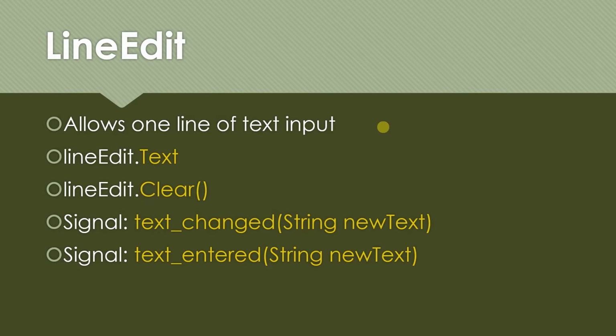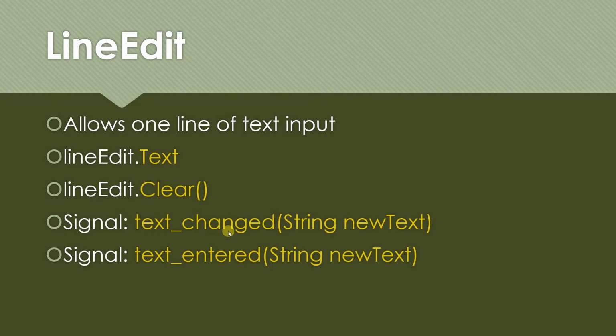So the line edit allows 1 line of text input. For the user, it's basically somewhere where the user can type in 1 line and give that to you, okay? So here are some important properties, methods, and signals. So we have the text property again, and this is basically what text is in the text input. Self-explanatory. The clear method will clear all the text in the line edit. 2 signals here. We have the text change and the text entered.